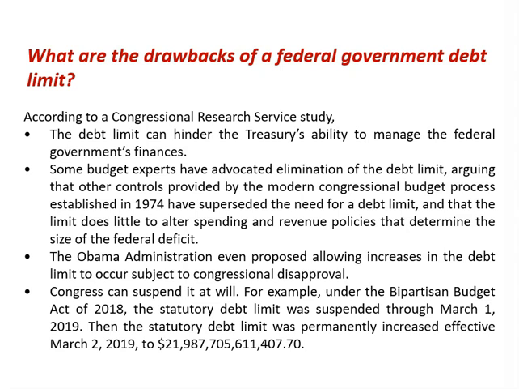Congress can suspend it at will. For example, under the Bipartisan Budget Act of 2018, the statutory debt limit was suspended through March 1, 2019. Then the statutory debt limit was permanently increased effective March 2, 2019, to $21,987,705,611,407.70. Yes, that amount and 70 cents.